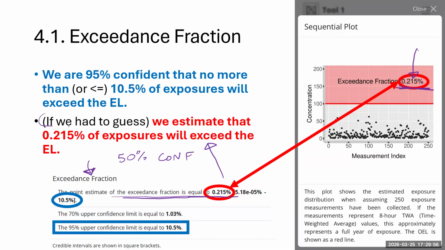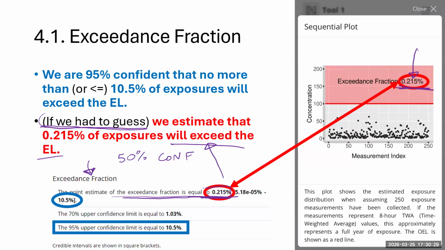Or like I say here, if we had to just guess and give one number, then it's most likely that 0.215% of exposures will exceed our exposure limit. 0.215% of exposures will exceed our exposure limit. Now, I'm not sure, I don't know.